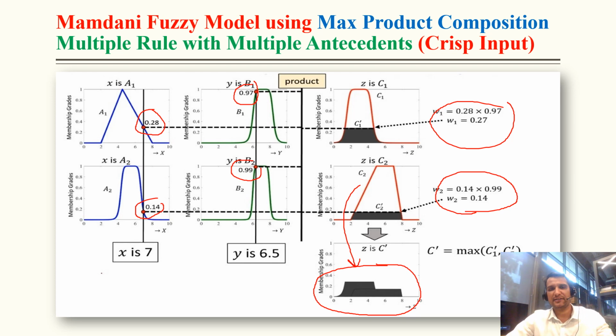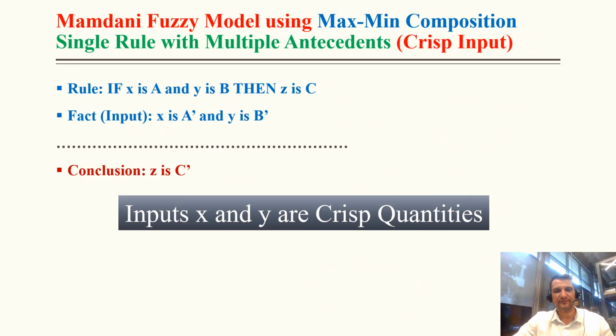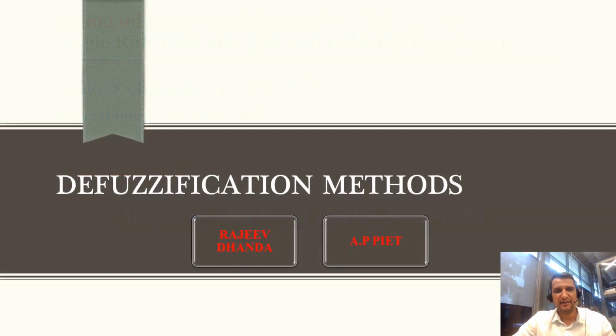So this is the concept of the Mamdani fuzzy model, using max min and max product, using single rule with single antecedent, single rule with multiple antecedent, and multiple rule with multiple antecedent. Crisp input, max min, single rule with multiple antecedent.